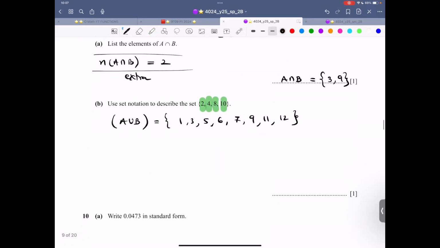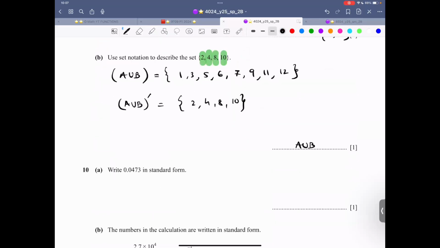So I just did some observation. Basically, A union B whole complement is 2, 4, 8, and 10. Don't forget to write over here A union B, the whole thing complement.